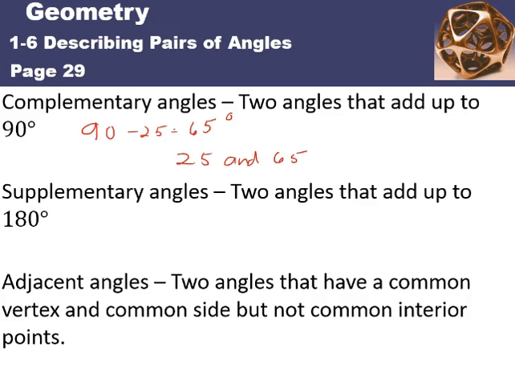Angles that add up to 180 are called supplementary angles. So those would be like 120 and 60. 120 plus 60 is 180, so they are supplementary.